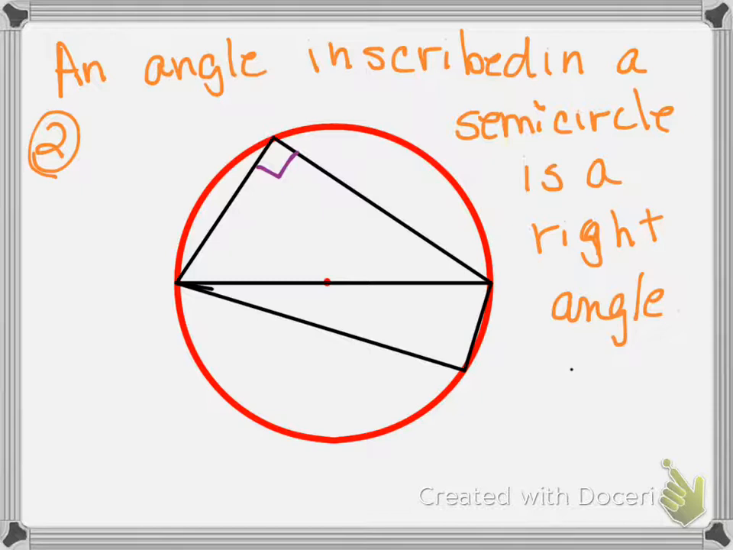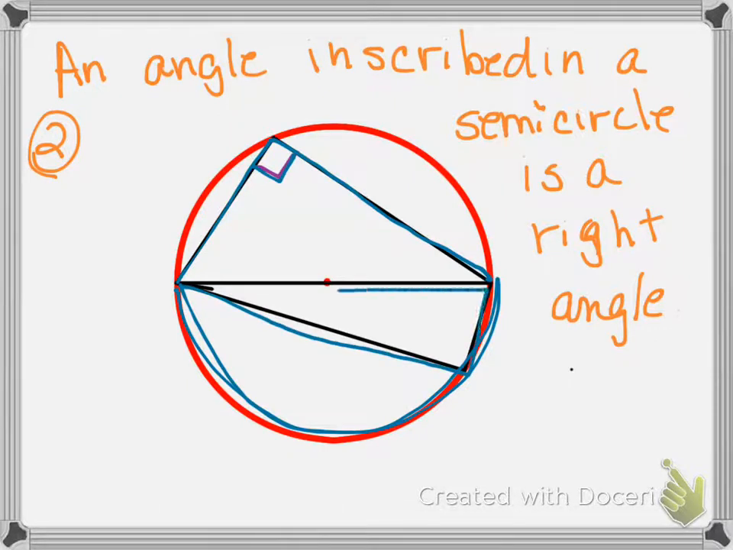Well, look what comes next. It says an angle inscribed in a semicircle is a right angle. We just showed that. This is an inscribed angle. It intercepts the 180 degrees, therefore it must be 90. We also have this triangle down here, this angle here, that is inscribed in that semicircle, so it too is a 90-degree angle.